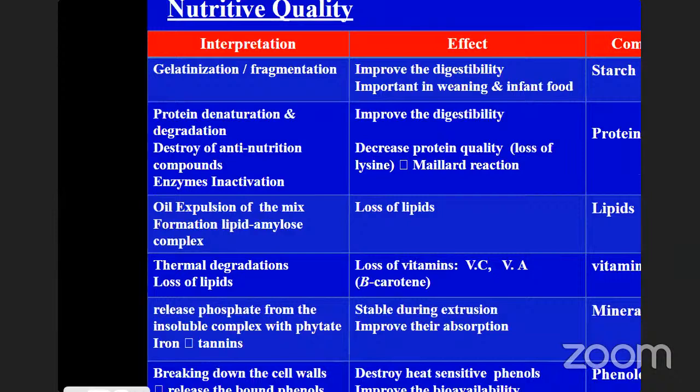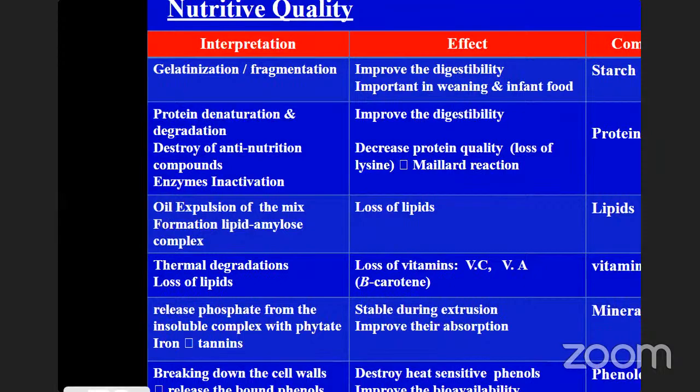Now I'll discuss the effect of extrusion cooking on the nutritive value of extruded products. The extrusion process has beneficial effects and sometimes harmful effects. Beneficial effects include improving the digestibility of starch and protein, which is important in weaning foods, as a result of starch gelatinization and protein denaturation.